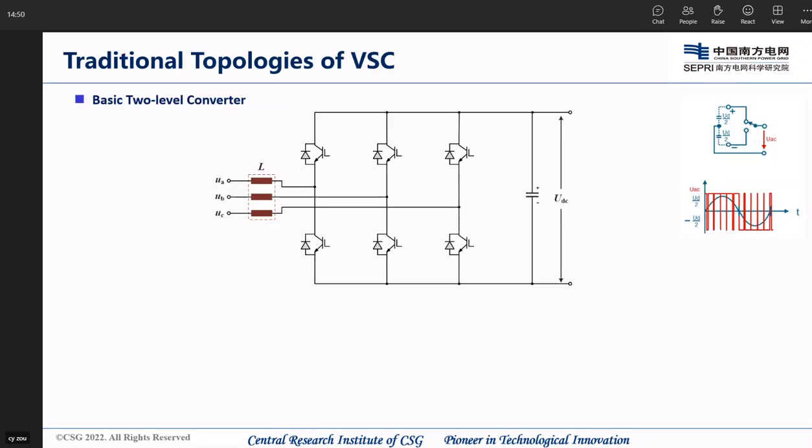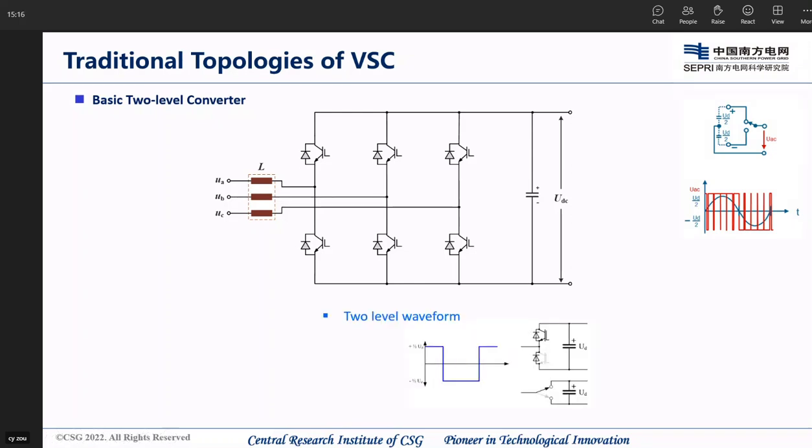This is a VSC converter with a two-level converter. As can be seen from the figure, the output of UCE can be connected to the positive power or the negative power at any time. So there are two levels. This is why it is called a two-level converter.